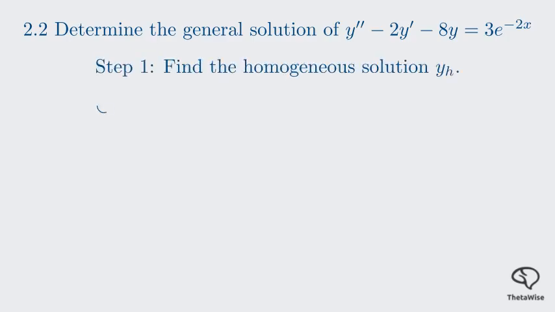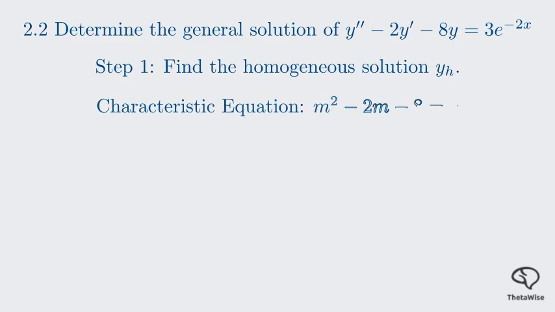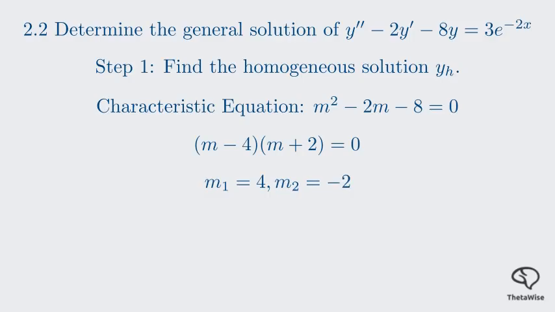To find yh, we set the right side to 0. This leads to the characteristic equation m squared minus 2m minus 8 equals 0. This quadratic equation is factorable. It factors into the quantity m minus 4 times the quantity m plus 2 equals 0. The roots are m1 equals 4 and m2 equals negative 2. These are real, distinct roots.